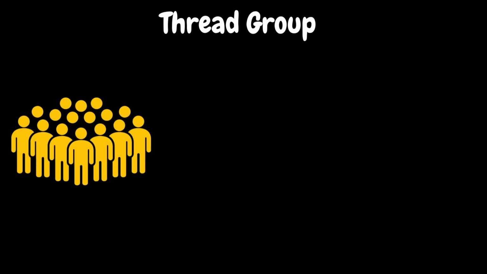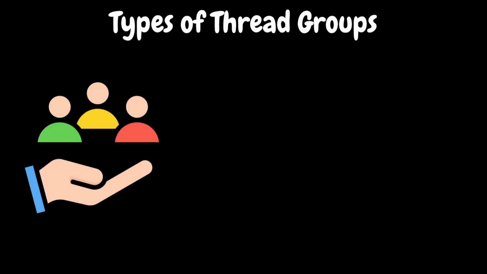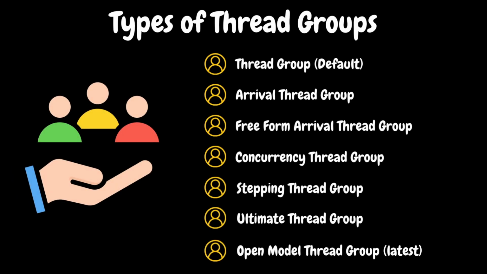Let's try to understand more about the thread group. In JMeter, a group of virtual threads or users is represented by a thread group. It is the basic element needed in every test plan. If you want to add a controller or a sampler to the test plan, then you must have a thread group. Next, let's look at different types of thread groups. Some of the thread groups are available by default, and for some we need to install a custom thread group plugin. Okay. Next, we will take a brief look at each category of thread group.